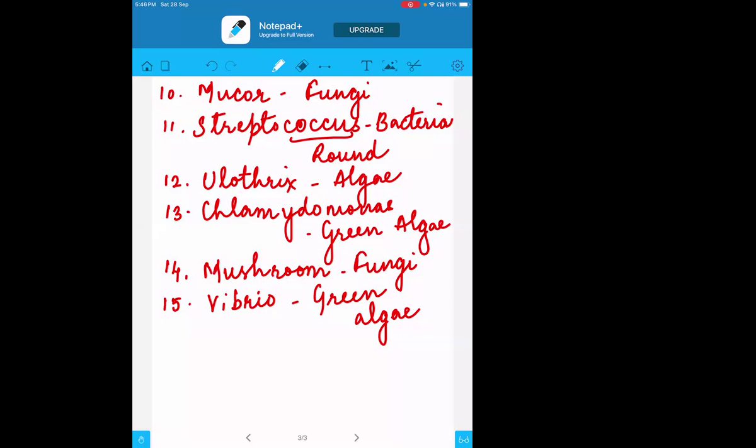Ma'am, so major groups are 4 or 5? See, major are 4. Under the 4, you have others also. Like golden brown you have, and yellow-green you have. So like this, different forms are there. But the major are 4, which are the green algae, red algae, brown algae, and the fire algae.